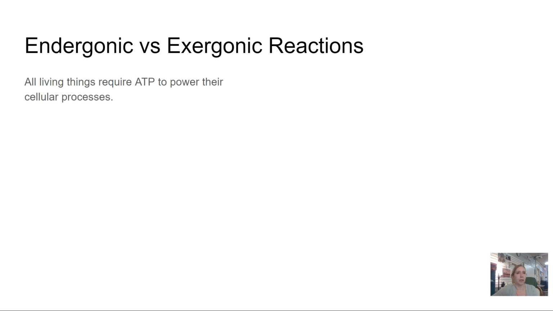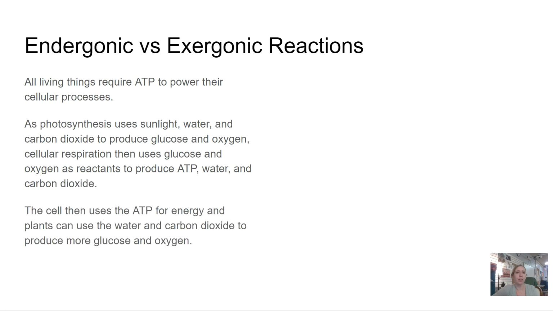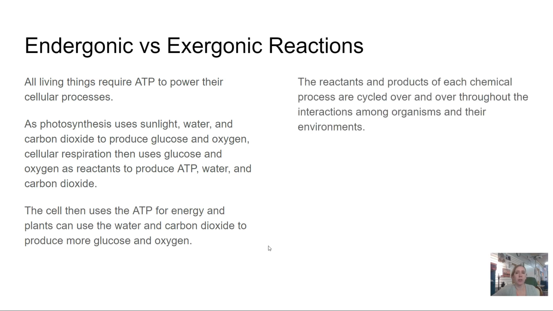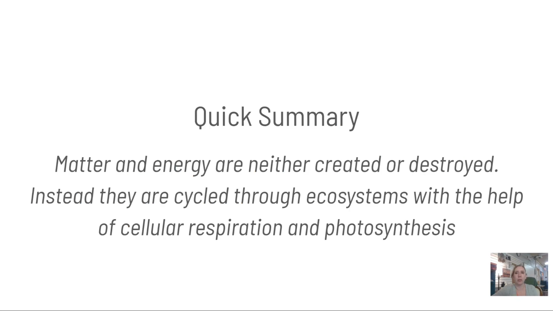All living things require ATP to power their cellular processes, as photosynthesis uses sunlight, water, and carbon dioxide to produce glucose and oxygen. Cellular respiration then uses glucose and oxygen as reactants to produce ATP, water, and carbon dioxide. The cell then uses the ATP for energy, and plants can use the water and carbon dioxide to produce more glucose and oxygen. The reactants and products of each chemical process are cycled over and over throughout the interactions among organisms and their environments. The constant cycling of matter and flow of energy is essential to the health of individual organisms and the ecosystems they live in.